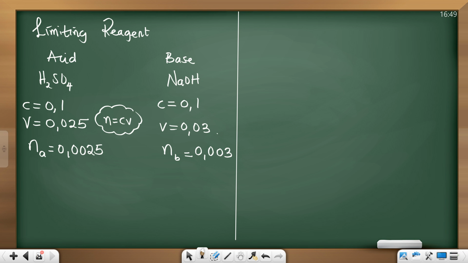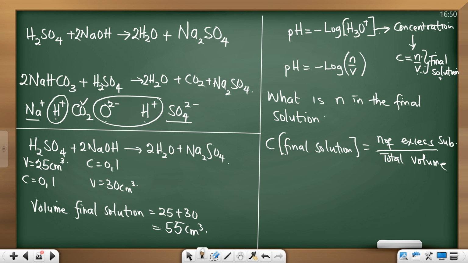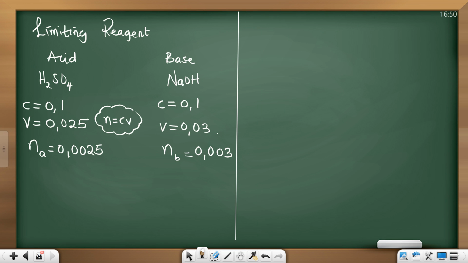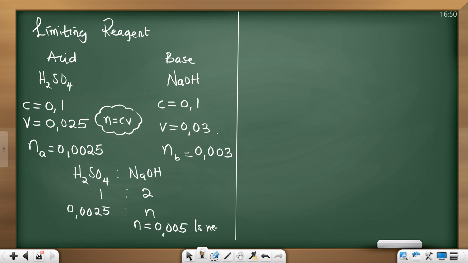0,003. According to my balanced reaction, what is the mole ratio? 1 mole of acid should react with how many moles of the base? 2. All right? So I'll come here and say H2SO4, NaOH. 1 mole should react with what? Please, I want you to listen to this part very well. If I have 0,0025, how many moles do I need? We cross multiply. The number of moles of base required would be what? 0,005 is needed. Does that make sense?